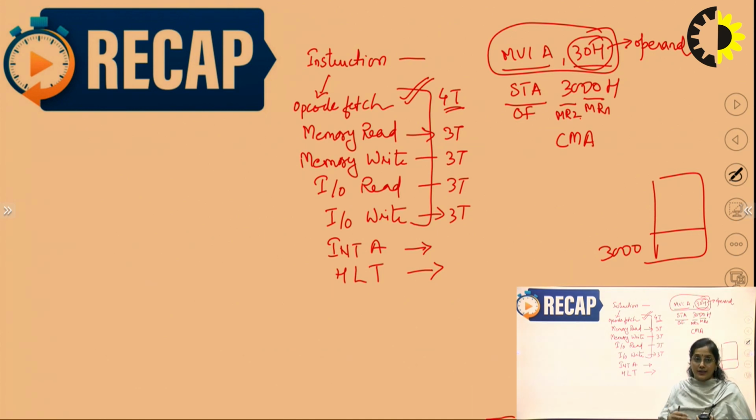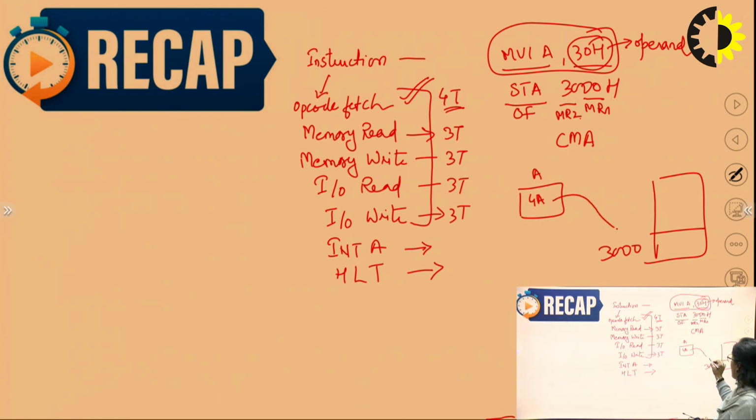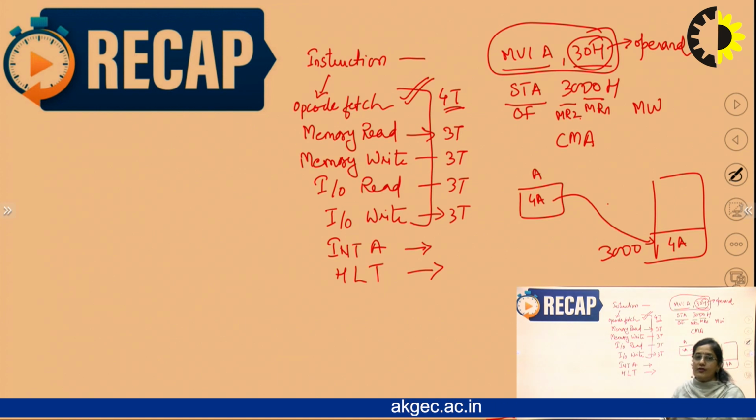Then in the third operation, the microprocessor has to write the content of the accumulator to this 3000 location. The accumulator has some content, suppose here we have 4AH. So this 4AH will travel on the data bus, reach the memory, and be written in the memory. So the next machine operation will be memory write. So in case of STA, we have 4 machine operations.